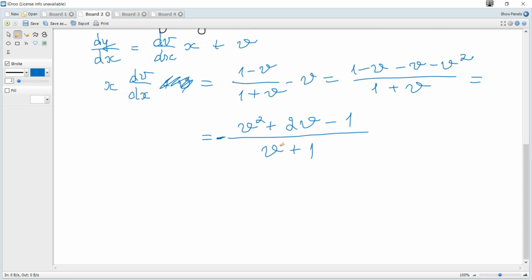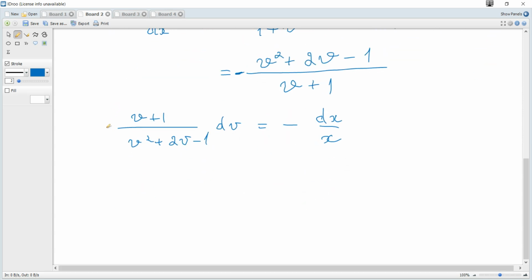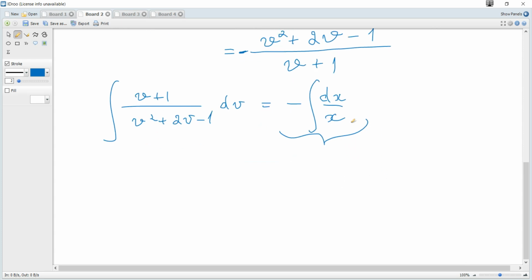And now variables can be separated, and we can rewrite it as v plus 1 over v squared plus 2v minus 1 dv is equal to minus dx over x. Then as usual, integral. Definitely the right hand side is just ln, it's easy, but what about the left hand side?